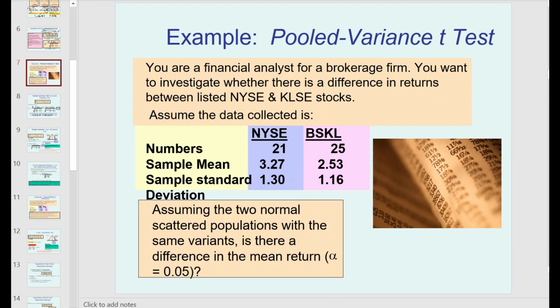Okay, now we look at the example for this first category, which is the pooled-variance t-test. So, you are a financial analyst for a brokerage firm. You want to investigate whether there is a difference in the returns between listed NYSE and KLSE stocks. So we assume that the data collected is, here for the first category NYSE, the second one is BSKL. So we assume two normally distributed populations of NYSE and BSKL with the same variance. Is there a difference in the mean return? Here we assume your alpha as 0.05. So it's given in the question here.